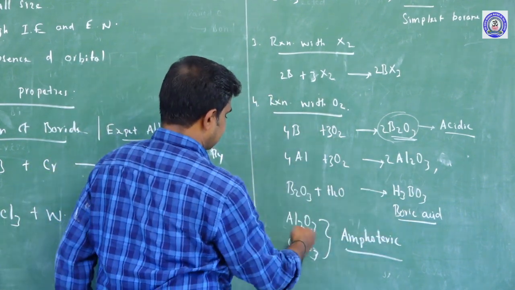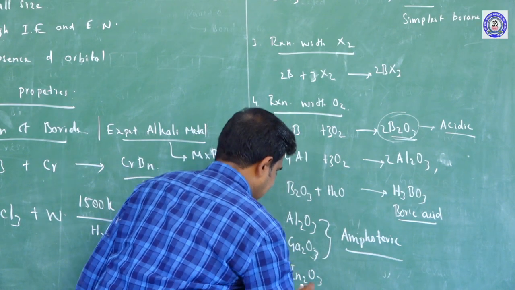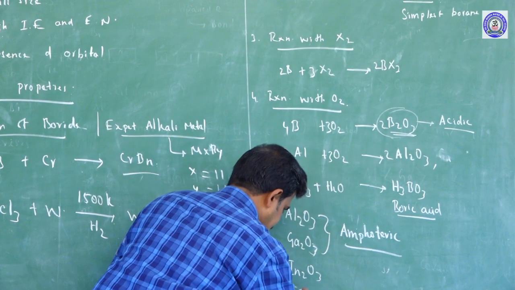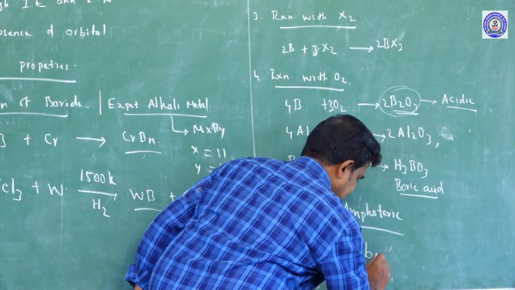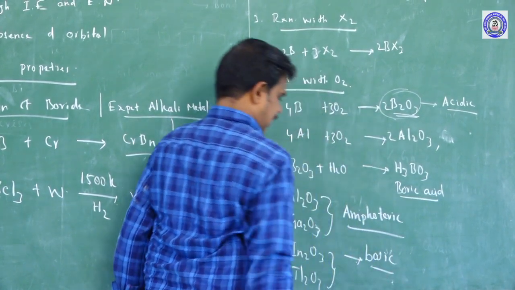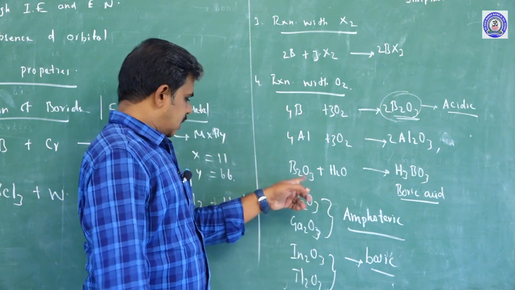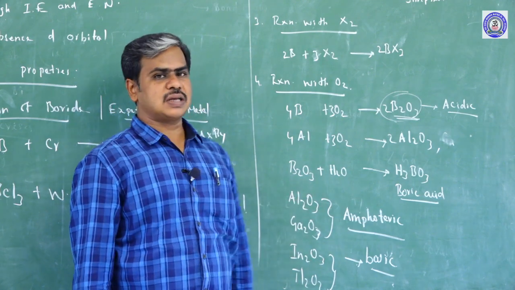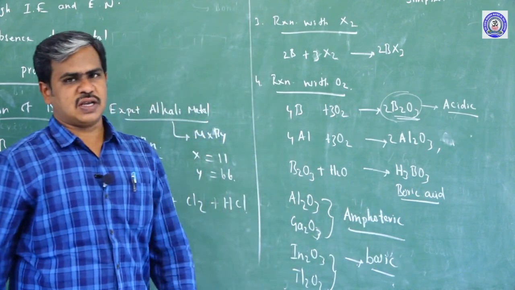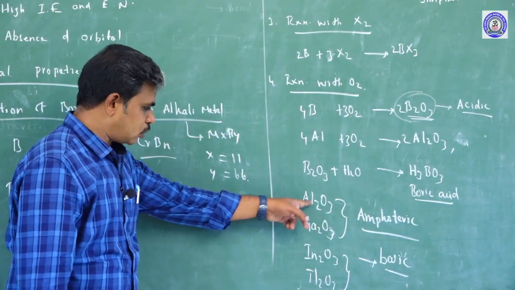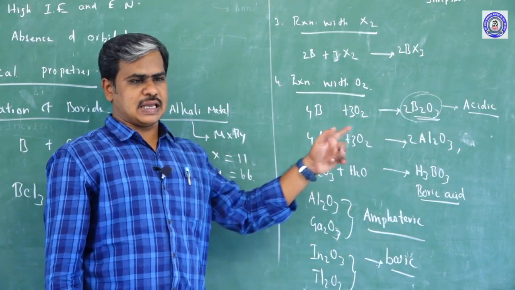Then the remaining, what is it? In2O3, indium. So gallium, indium and thallium, Tl2O3, all are basic in nature. So B2O3 is acidic, aluminum oxide and gallium oxide are amphoteric, and indium and thallium oxides are basic. What do you mean by amphoteric? It may act as an acid as well as a base.